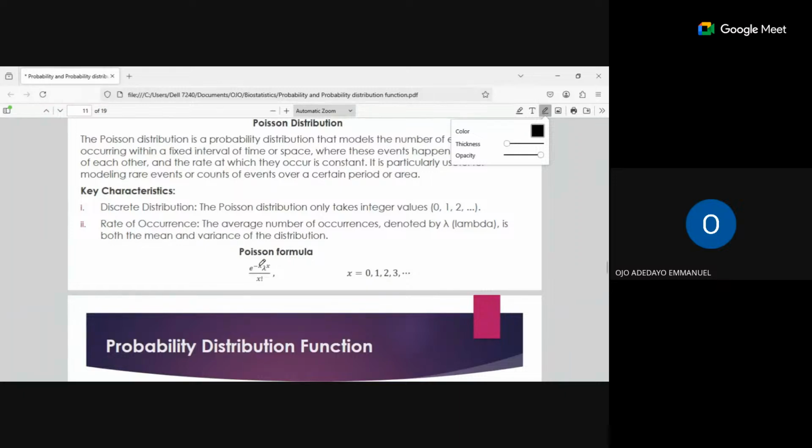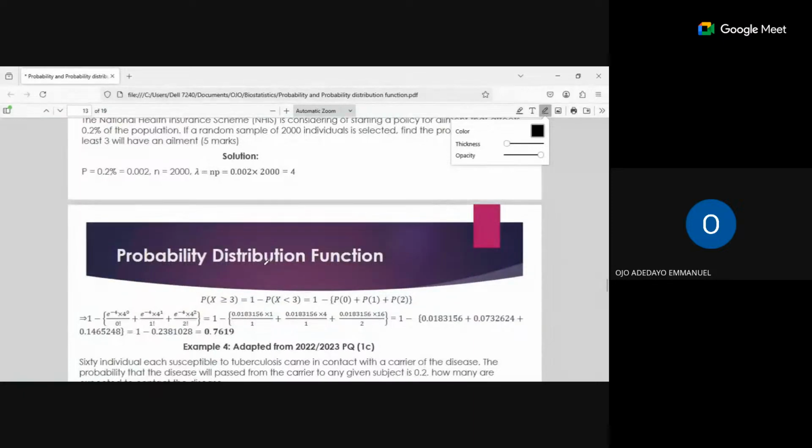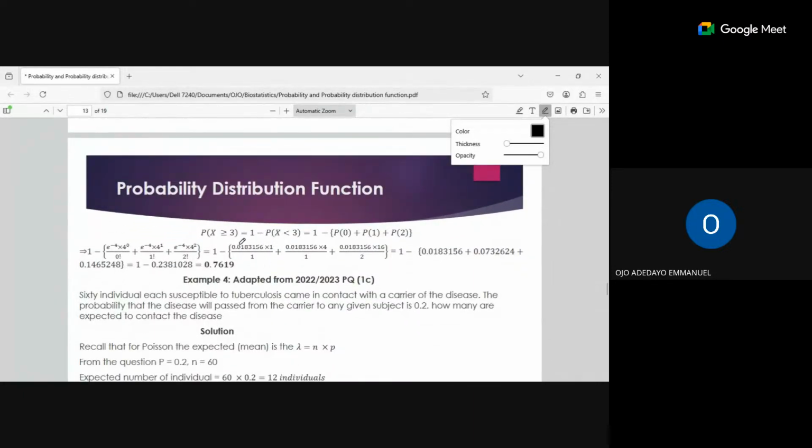Then we've calculated our lambda to be equal to 4. Then the exponential, you can get it from your calculator, or you use the value that I put there. So the exponential minus 4 is this value, 0.0183156. That is exponential minus 4. Then 4 raised to power 0 will give you 1, and 0 factorial will give you 1. I stated that initially, that 0 factorial is 1, and 1 factorial is 1.